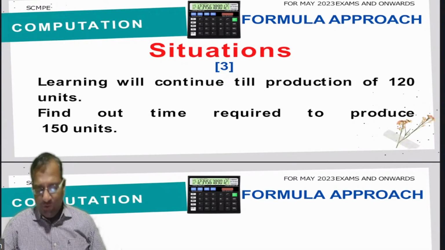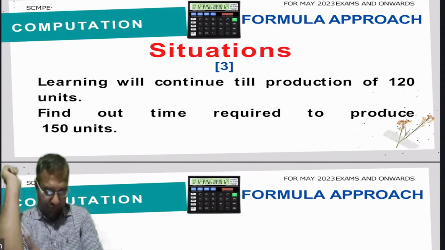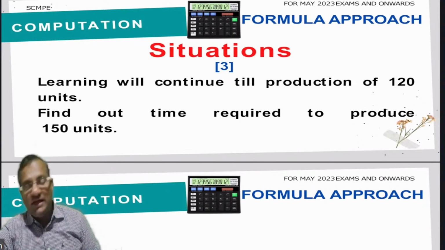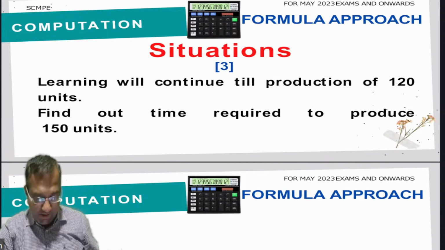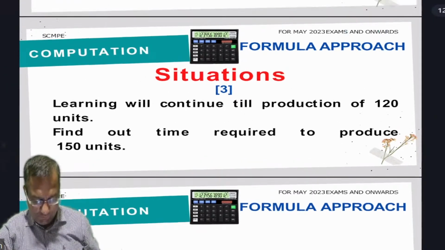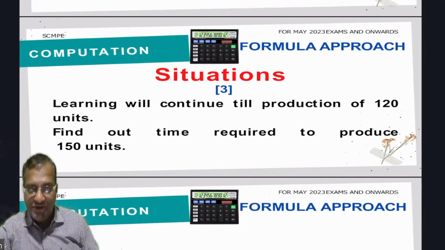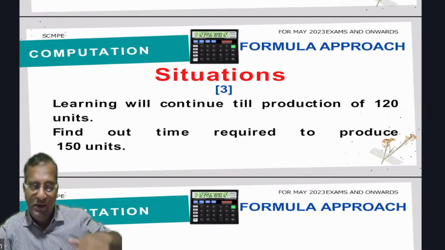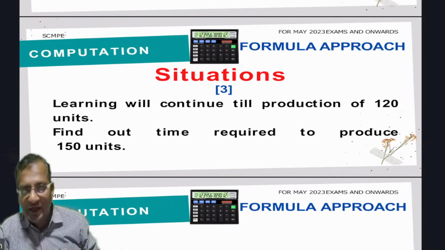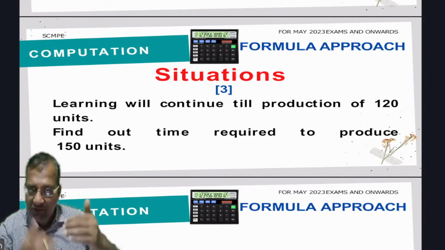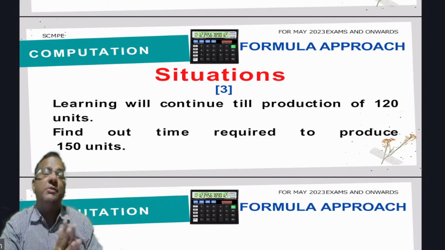I already told you that there will be three stages. The first stage will be the learning curve stage. The second stage will be the stable stage, जहां पे जो टाइम जितना लग रहा है उतना ही लगेगा, neither it will increase nor it will decrease, and thereafter the boredom stage will start.